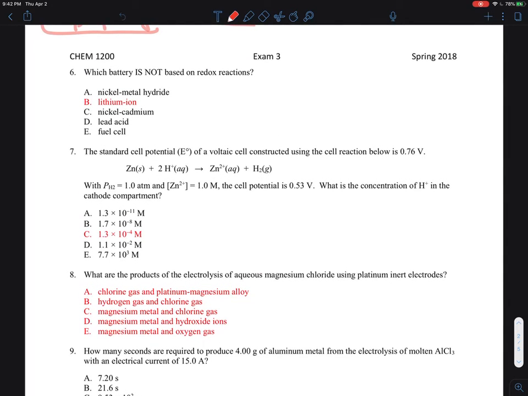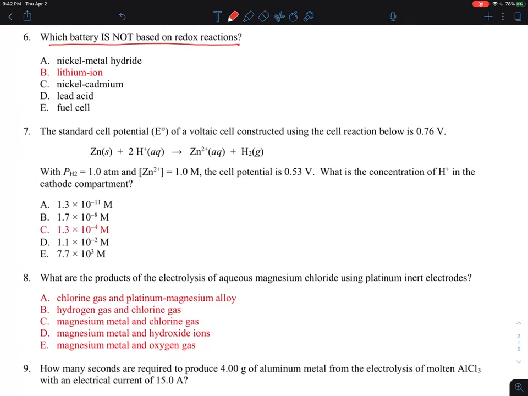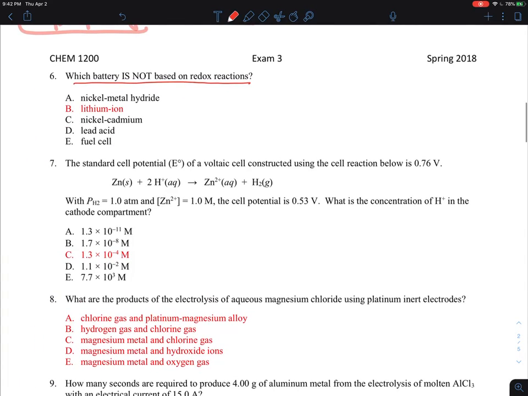Okay, so now number 6, which battery is not based on the redox reaction? For this one you have to look at the lecture slide by Kathleen. She mentioned there's a slide saying the lithium-ion battery is not based on the redox reaction, and essentially it is based on the motions of lithium ions. You can find the lecture slide, and the lithium-ion battery is not a redox system.